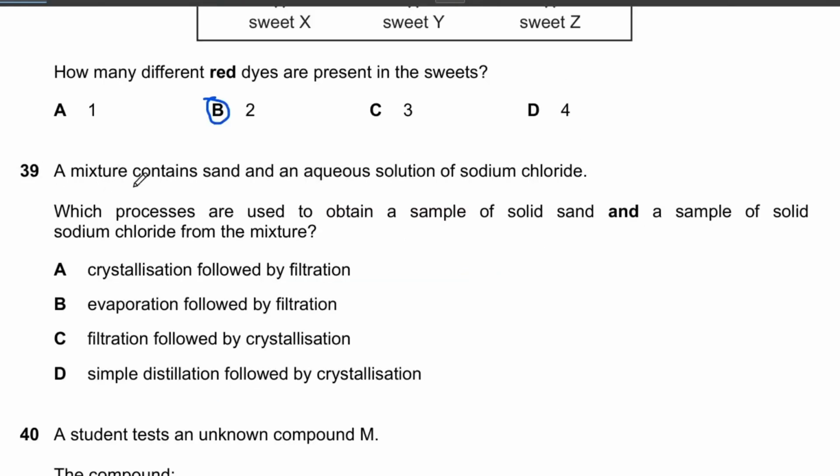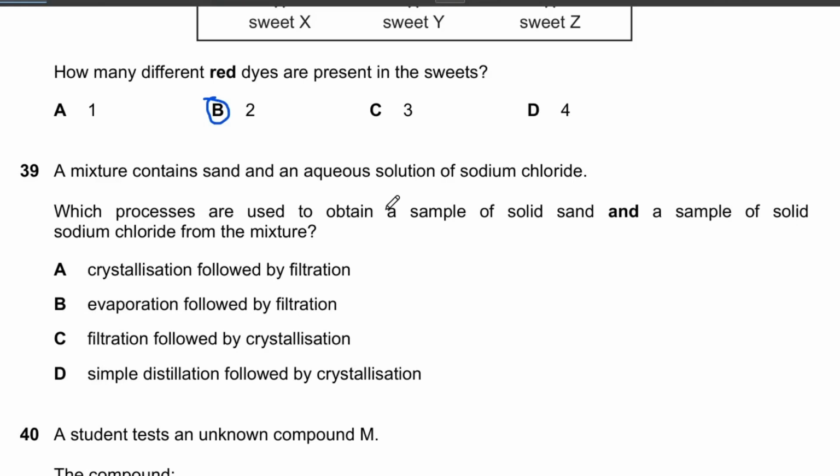Question 39. A mixture contains sand and an aqueous solution of sodium chloride. Which processes are used to obtain a sample of solid sand and a sample of solid sodium chloride from the mixture? So we have sand that is mixed with aqueous solution of sodium chloride. When we say aqueous solution of sodium chloride, it means that sodium chloride is dissolved in water. So it simply means you have a solution of sodium chloride and then you add sand into it. You want to separate it in order to get a sample of solid sand and a sample of solid sodium chloride. What will you do?